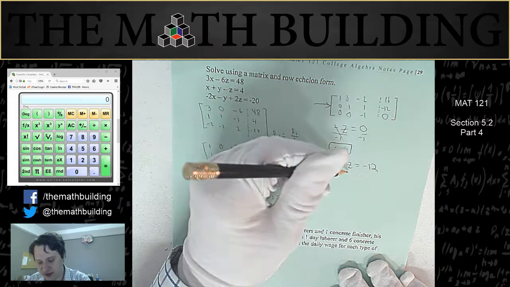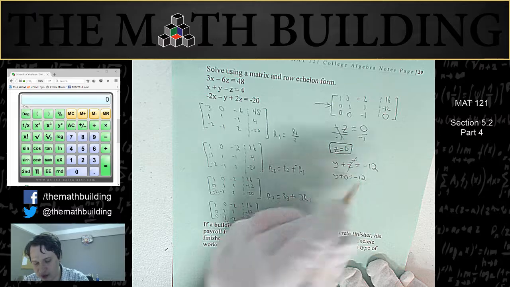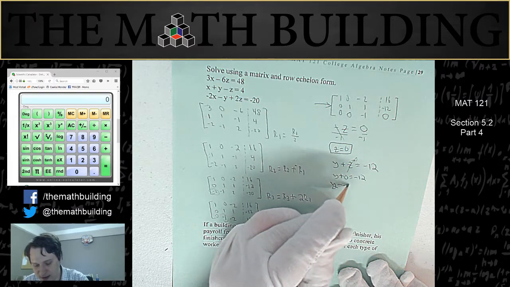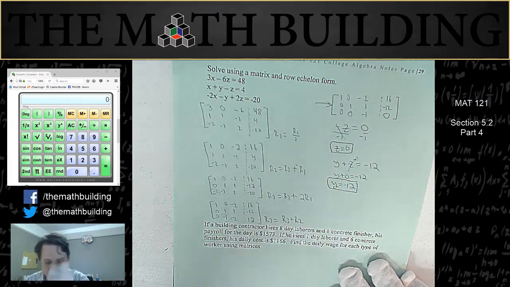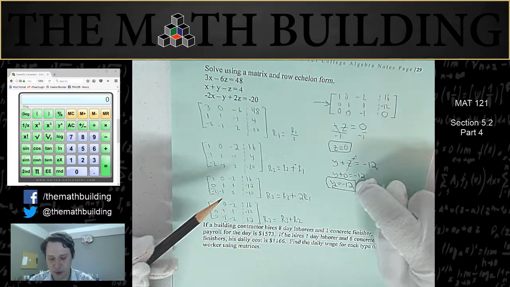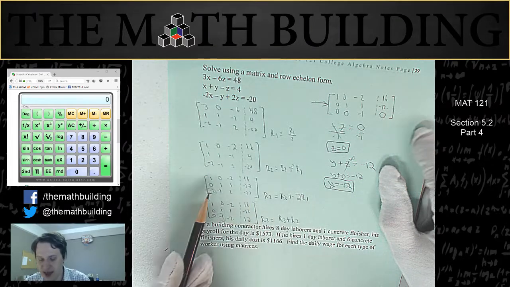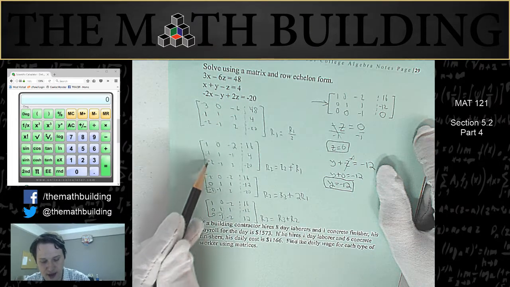And we know that z is equal to 0. So that's y plus 0 equals negative 12. So y equals negative 12. Okay, so that's really good because now we have z and y. So now we just need to find x. And you can use any row to find x as long as there's a number here for x.